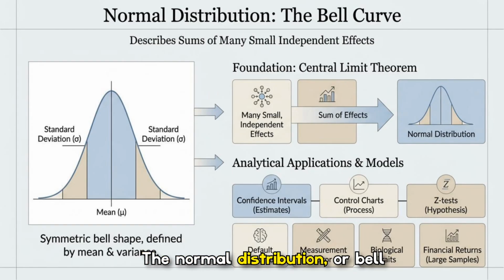The normal distribution, or bell curve, arises from the central limit theorem as the sum of many small, independent effects. Its symmetric shape is defined by mean and variance and supports analytical tools like confidence intervals, control charts, z-tests, and models for measurement error or large-sample financial returns.